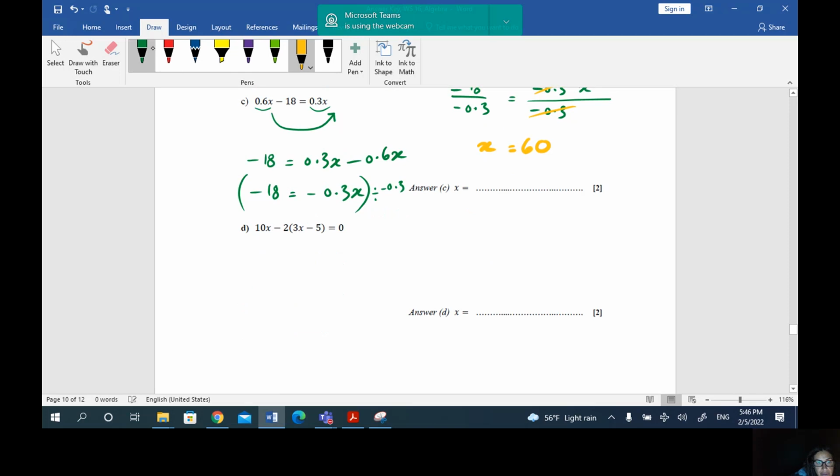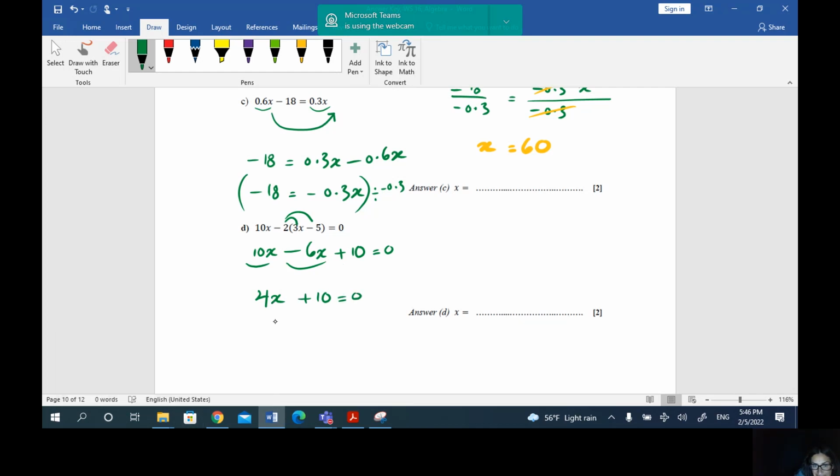Now, this one here, the 10x will come down as is. The negative 2 must be inserted into the bracket, by multiplying each term inside the bracket by negative 2. Minus 2 times 3x is minus 6x, minus 2 times minus 5 is plus 10, equals 0. Now 10x minus 6x is 4x plus 10 is equal to 0.